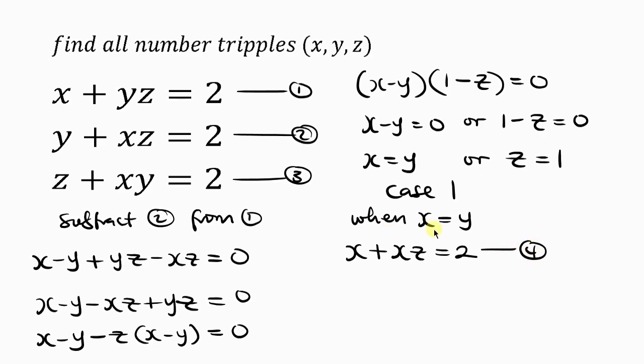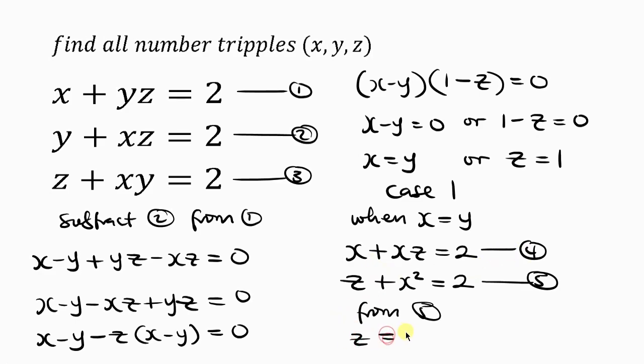Now, substitute this into equation 2. When we do that, you notice that we have the same expression as this. So no need. Now, let us put this into equation 3. We're going to be having z plus x squared to be equal to 2. So let's go ahead and call this one equation 5. So from equation 5, I can go ahead and make z the subject so that we can substitute it into equation 4. So let's do that. So making z subject, I'll have z to be equal to 2 minus x squared.